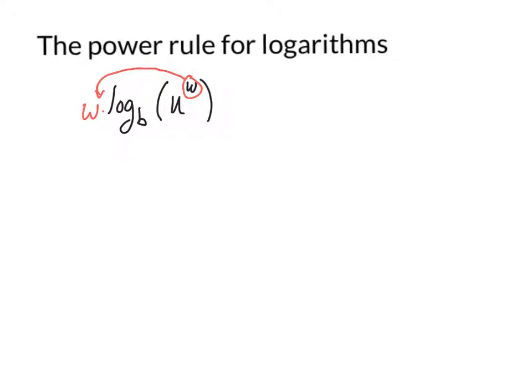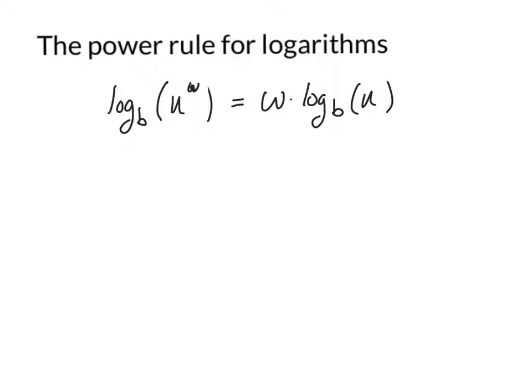Okay, so I can take it down out front as multiplication, and what I would get is this is the same as W times log base B of U. So I'm going to go ahead and erase this red text, and what I end up getting is the power rule for logarithms, right? So log base B of U to the W is equal to W times log base B of U.